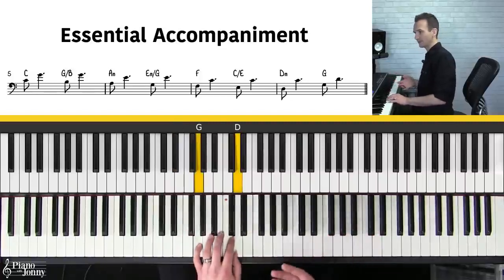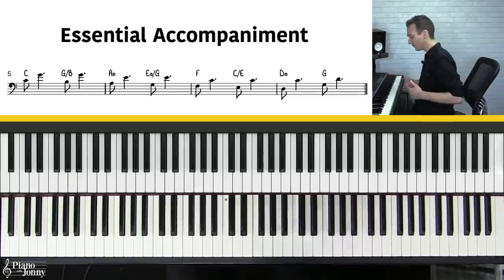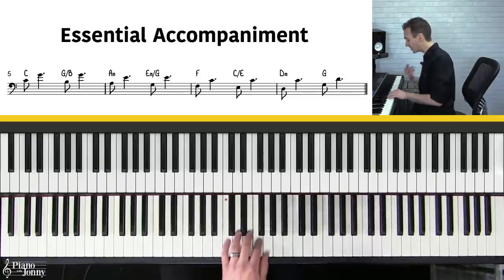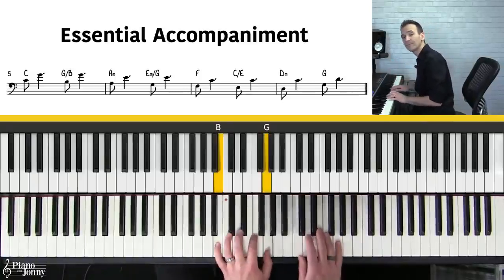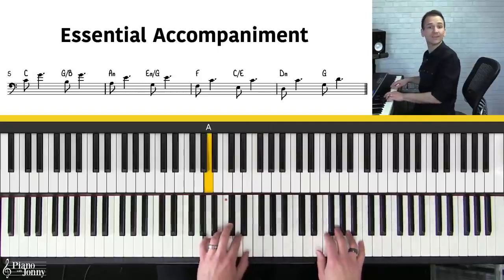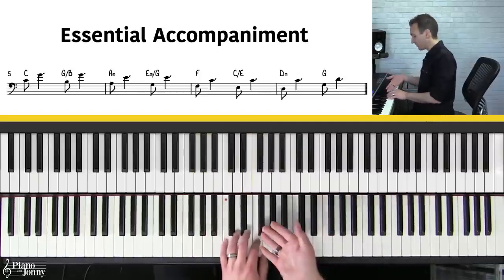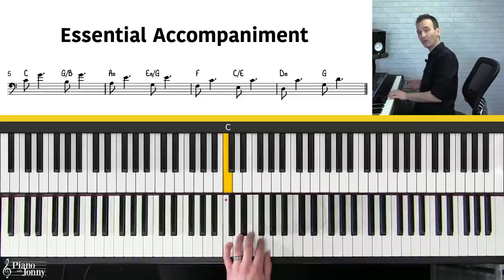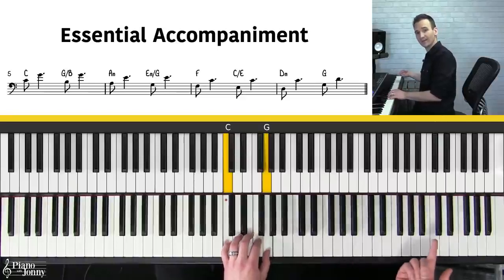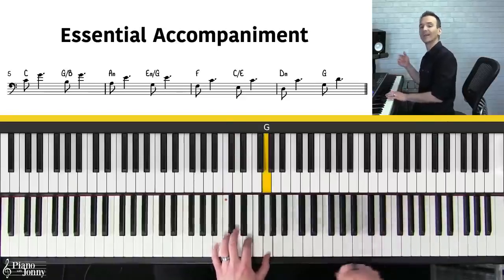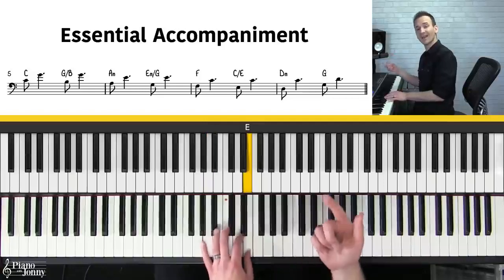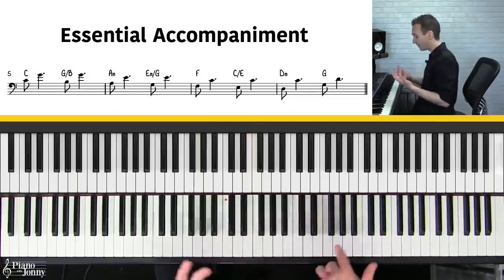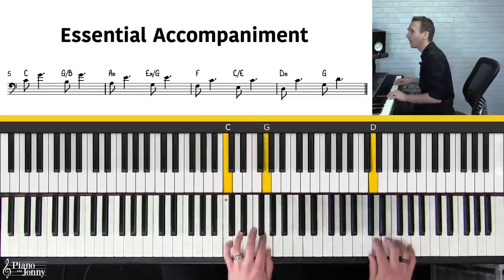Now, if you want to take your left hand accompaniment to the next level, you can add an additional note. See that? Okay. All I'm doing is I'm adding an extra note on the top. 1 and 2 and then 3 and 4 and 1 and 2 and 3. Okay, and that will provide a very nice groove when you're improvising.